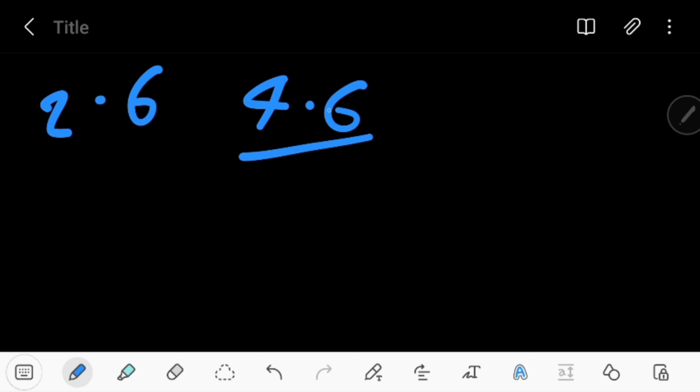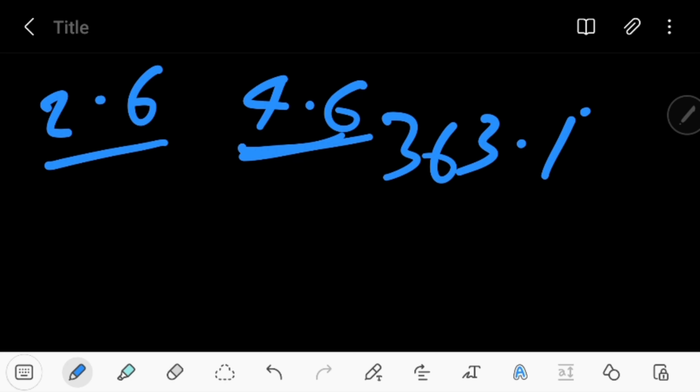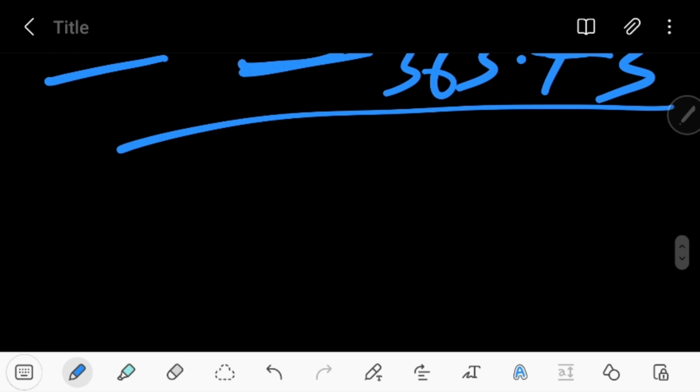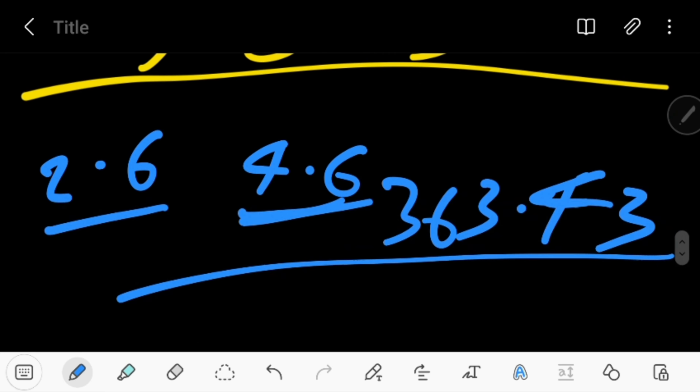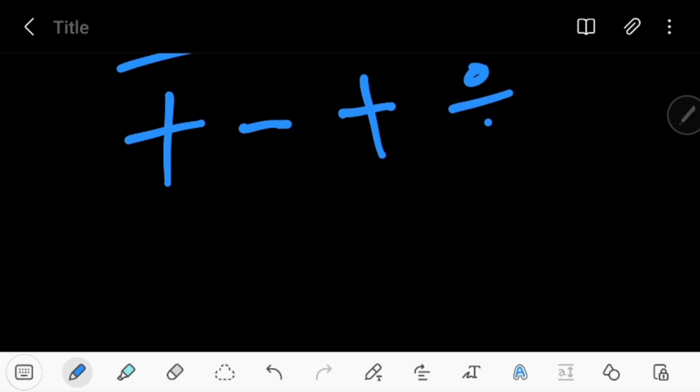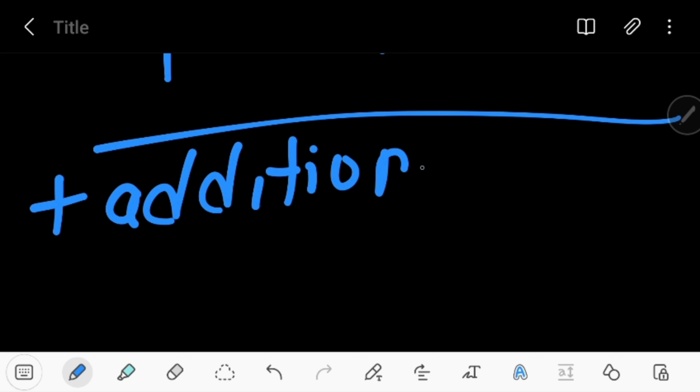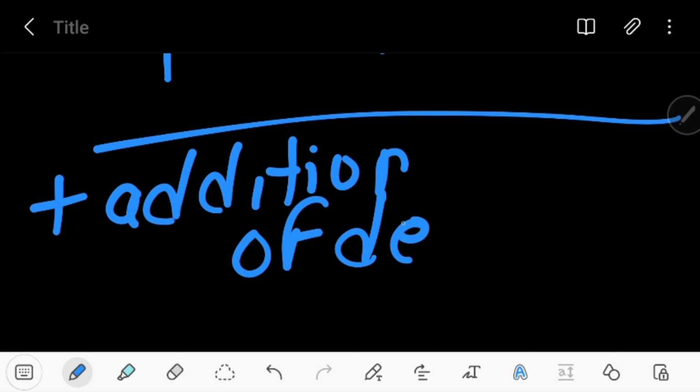Now, as we know, there are many decimal numbers we can make, like 2.6, 4.6, 363.443, and so on. We can do many things with decimal numbers. Some of them are addition, subtraction, multiplication, and division. Now let's start with addition. Addition of decimal numbers.